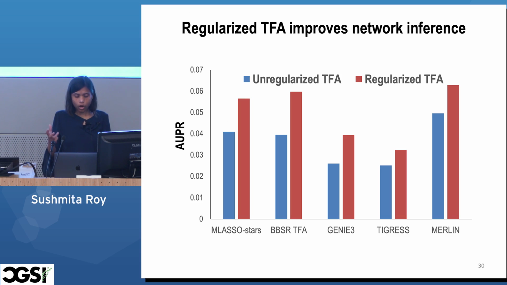And so the output of a method is a network, but also a TFA, and you can use that TFA in other algorithms that just do regression or also have the ability to incorporate priors. And these are different methods. MERLIN is our method, but these are all the other methods. And we see that using regularized TFA is definitely beneficial compared to not using regularization.